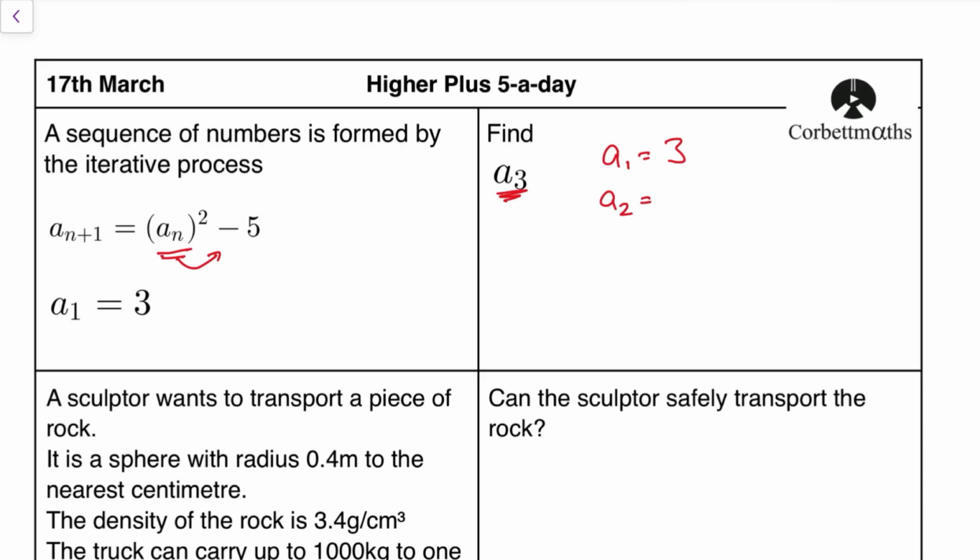A2 is then going to take A1, which is 3, square it and minus 5. So 3 squared is 9, minus 5 is going to give me 4. And then to work out the third term, I'm going to take the second term, which is 4. I'm going to square it, which is going to give me 16, take away 5, and that's going to give me 11. So the answer to my question is 11.